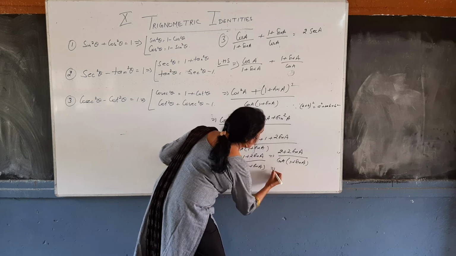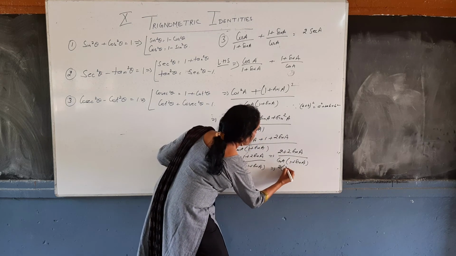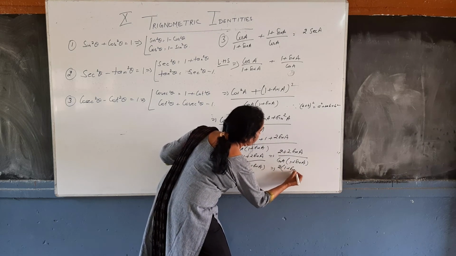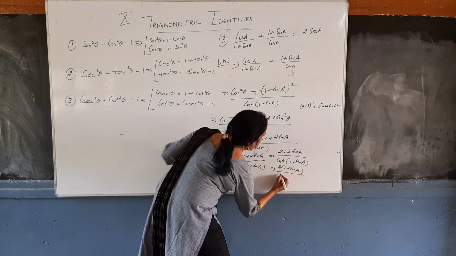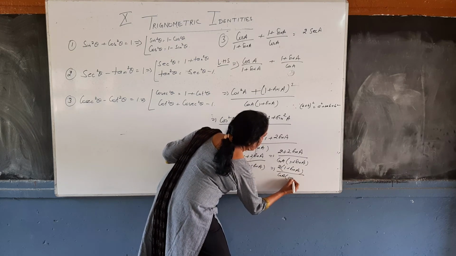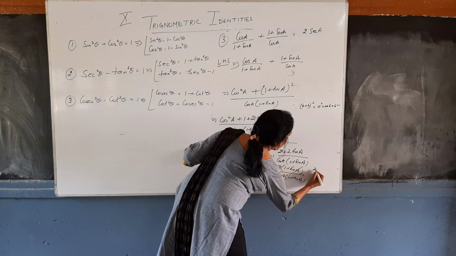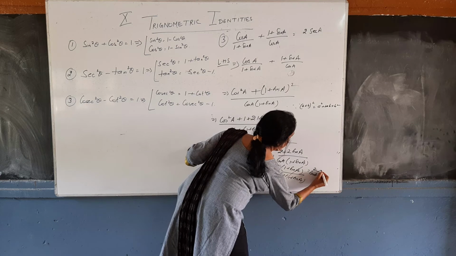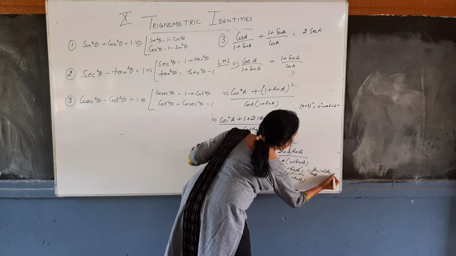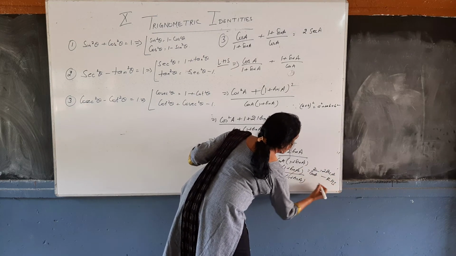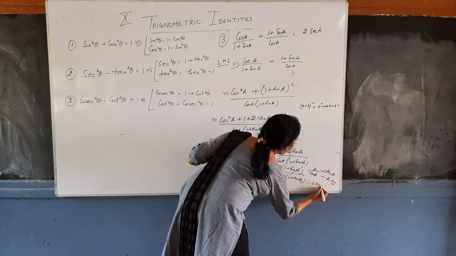Now see, in the numerator what is common? 2. We will take 2 common, so you will get here 1 plus sine A upon cos A into 1 plus sine A. This will be cancelled. So 2 upon cos A, or we will write 2 times sec A. This is our RHS. Therefore LHS equal to RHS.